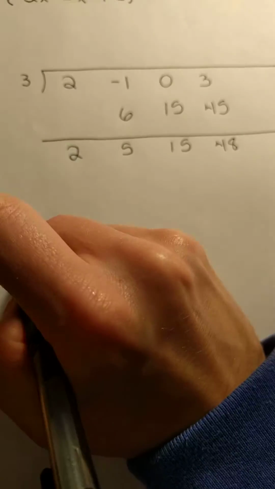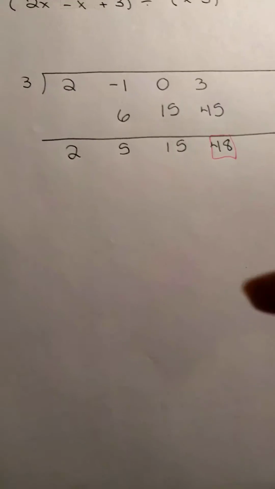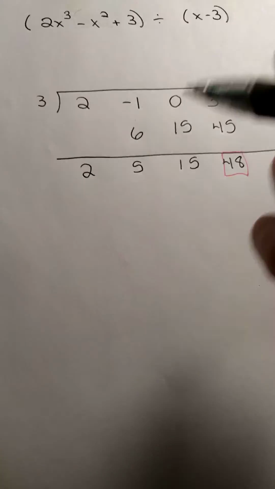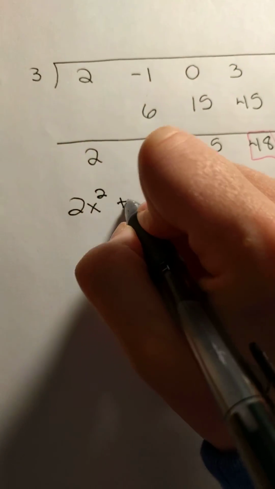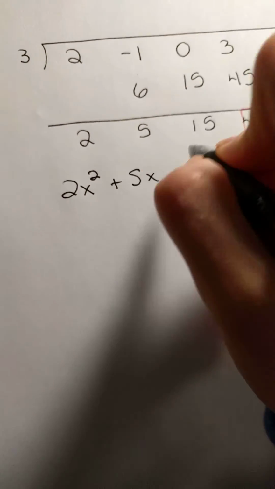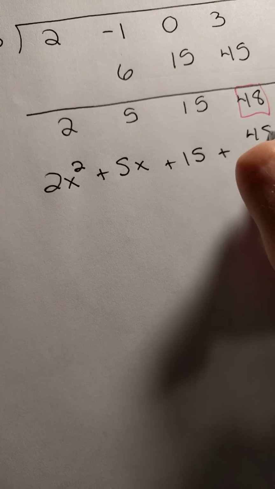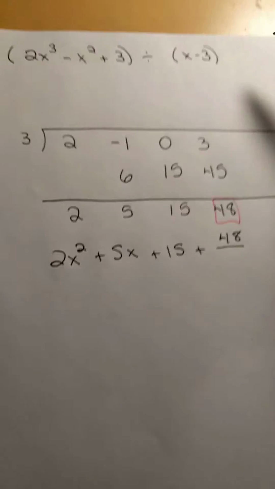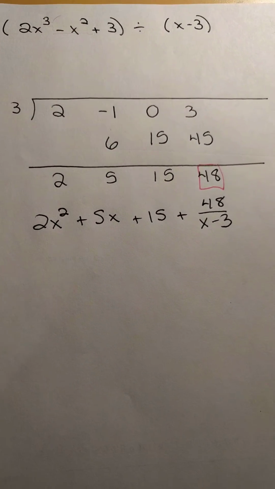So this gives me a quotient. Notice again, my last term here is my remainder. So my quotient, again, decrease that exponent by 1, will be 2x squared plus 5x plus 15 plus my remainder of 48 over my original divisor, which was x minus 3. Again, that is a mixed expression.